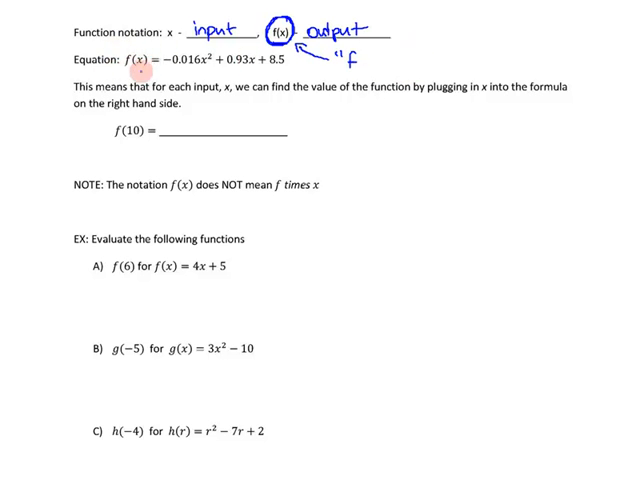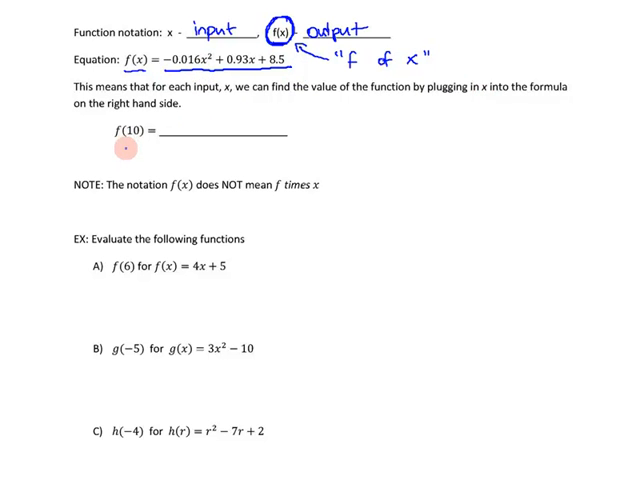Whenever you see on the left hand side of an equal sign simply a name of a variable, parentheses, another variable, that represents a function name and its input, and it's not read f times x, it's not even treated as a multiplication, it is read as f of x. So f of x in this case is equal to this formula. What this means is that for each input we can find the value of the function by plugging x, or whatever number we want to plug in for x, into the formula on the right hand side.